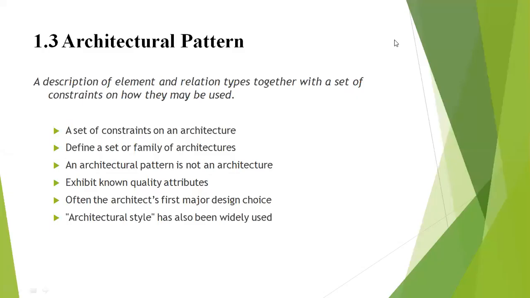So, architectural patterns. What are architectural patterns here? A description of element and relation types, together with a set of constraints on how they may be used, is called an architectural pattern. Actually, this architectural pattern definition is the description of the element. What is an element here? Element, in the sense we have already discussed in previous sessions, is either the modules of a project or the functions of a project.